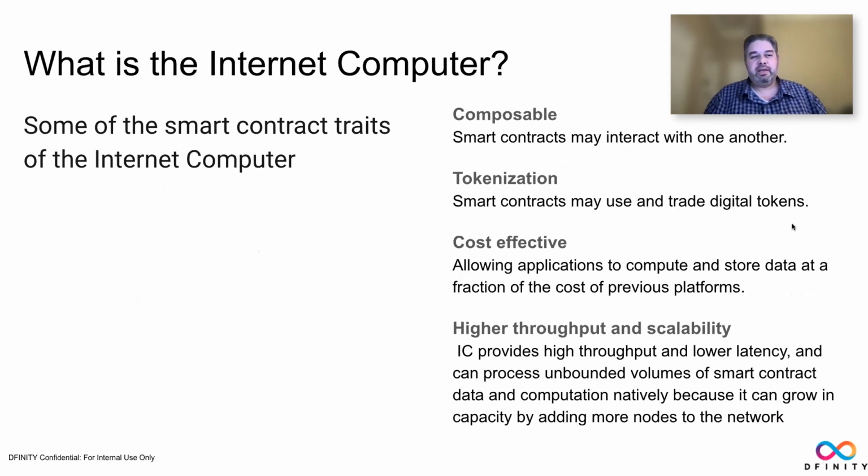If we look at some of the traits of the smart contracts, they are composable, which means that they can interact with each other. You can either use tokens or trade tokens in your dApps. It's very cost effective. The price of running a dApp on the Internet Computer is very competitive, and it's really designed with high throughput and scalability in mind.